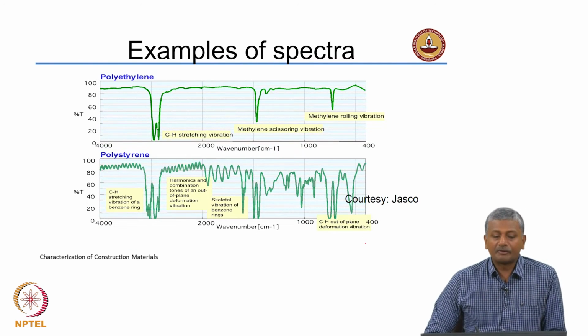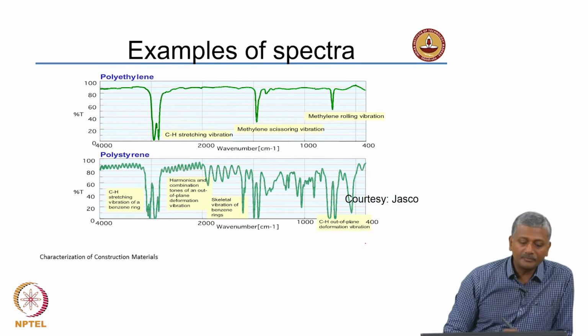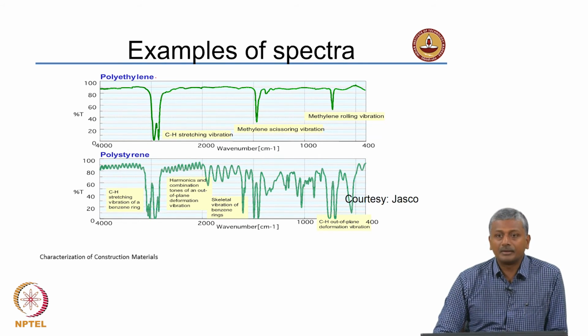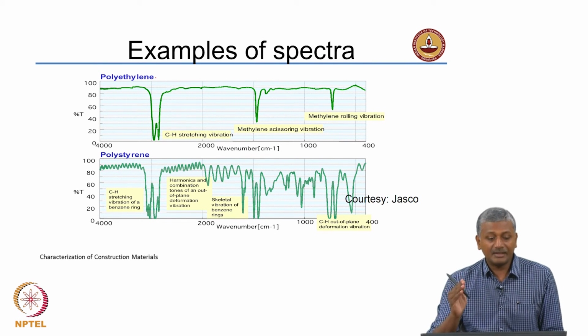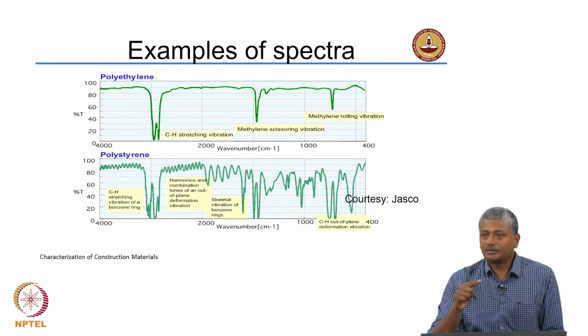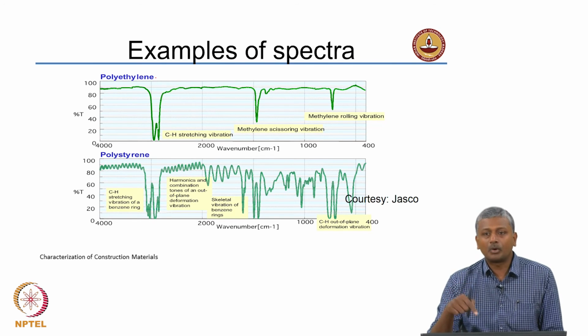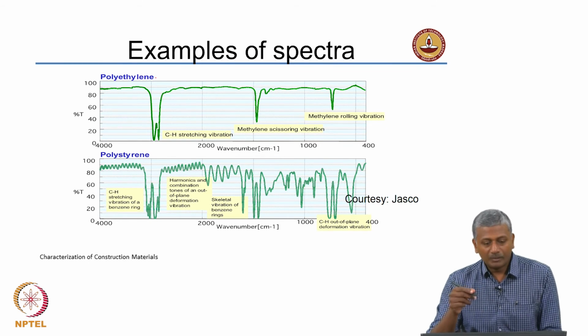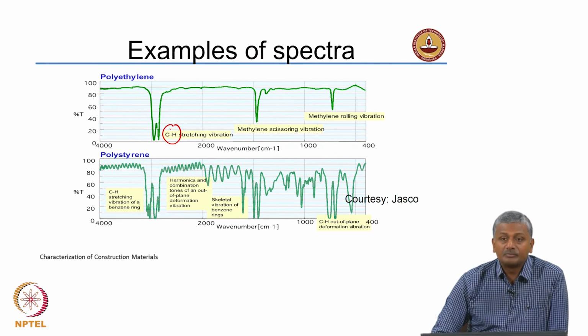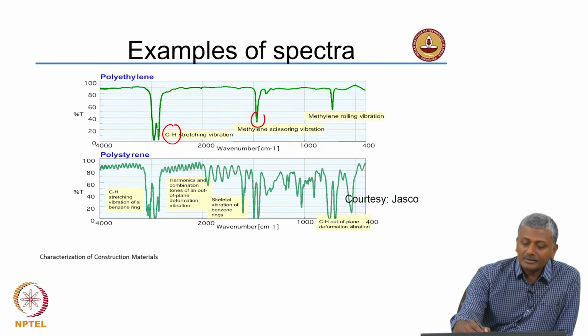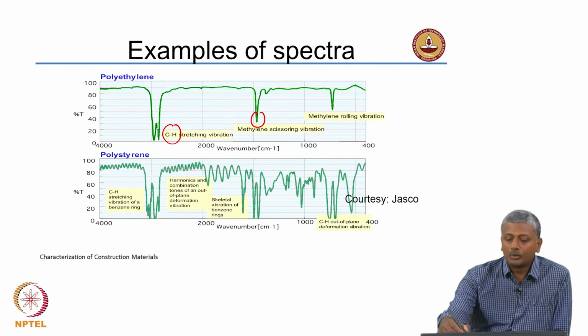So, this is an example of spectra. This is the polyethylene spectra on the top and polystyrene at the bottom. What is the essential difference between polyethylene and polystyrene? Polyethylene and polystyrene, the primary difference is polyethylene is aliphatic and polystyrene is aromatic. So, you will have benzene rings in polystyrene, right. In polyethylene you have carbon hydrogen stretching vibration, which is being measured at close to 3000 wave number, you have the methylene scissoring vibration and rolling vibration.